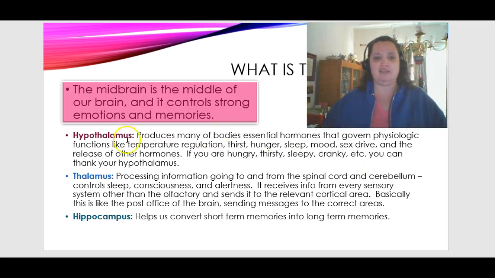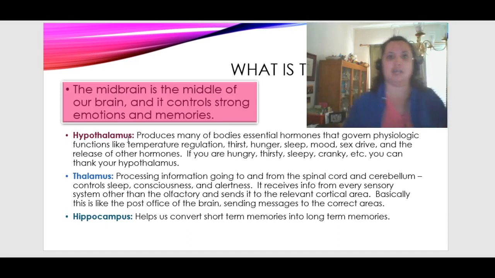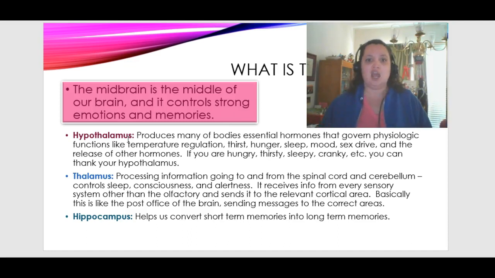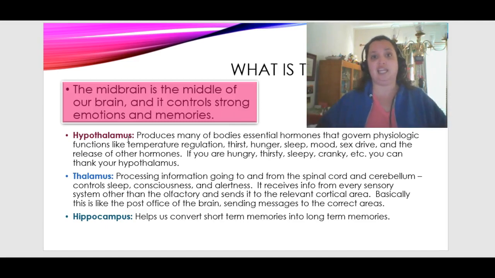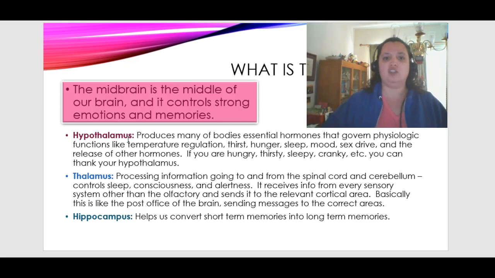The hypothalamus provides a lot of our essential hormones. Believe it or not, every physiologic function has a hormone associated with it. For example, are you hungry? Well, there are hormones like ghrelin that tell you when you need to eat, or leptin that tell you when you need to stop eating. Are you thirsty? Are you sleepy? All of these things are regulated by a hormone. So if you feel like it's cold in here, your hypothalamus created a hormone that went, whoa, cold, and let you know.